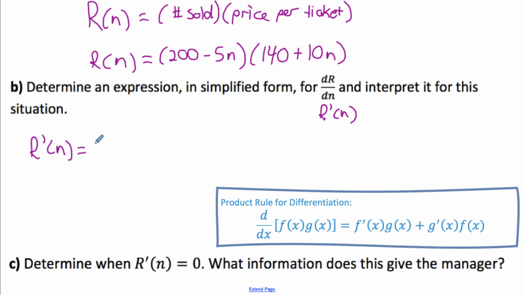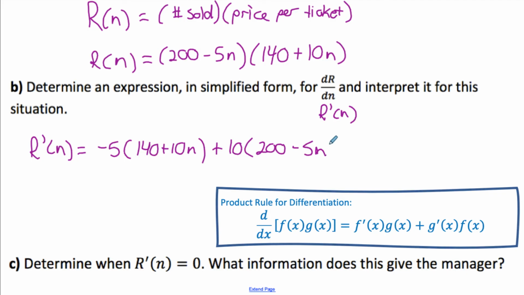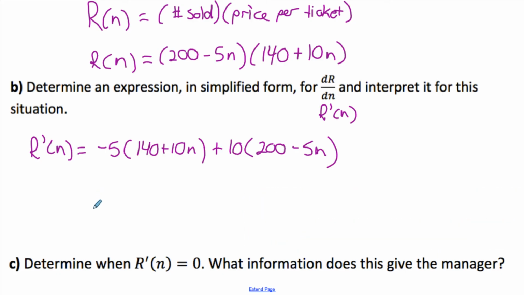So the derivative of the first function is -5 times the second function plus the derivative of the second function times the first function. So this is the equation of the derivative. This is the rate of change of the revenue with respect to the number of price increases. It tells us how the revenue is changing at any specific number of price increases. Let's simplify this a bit.